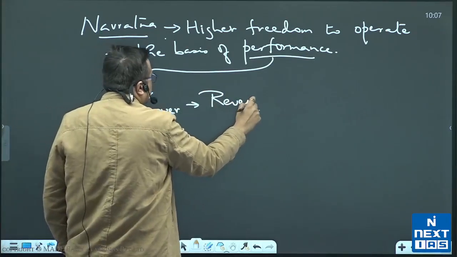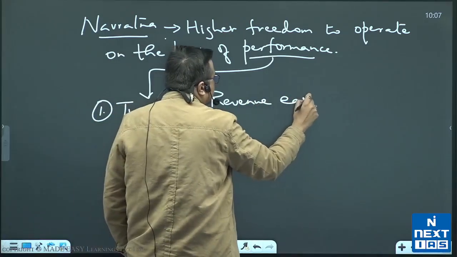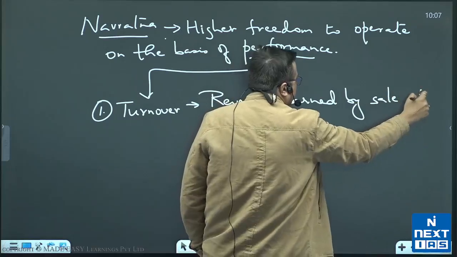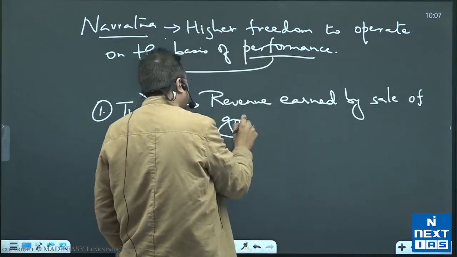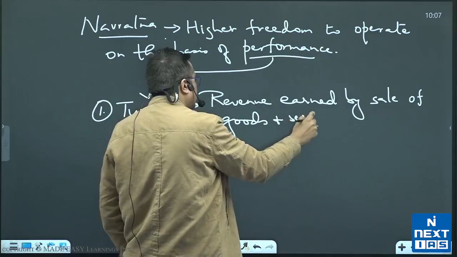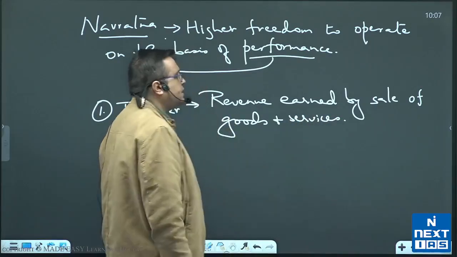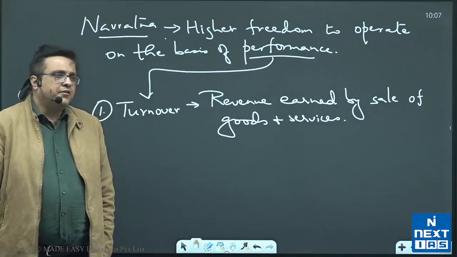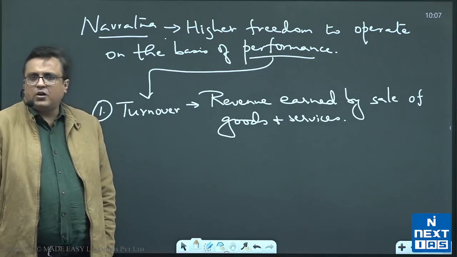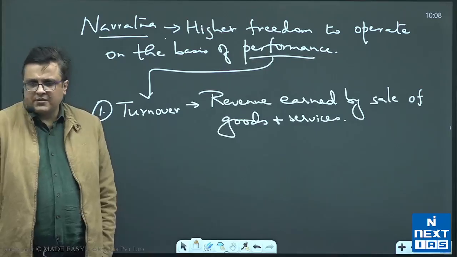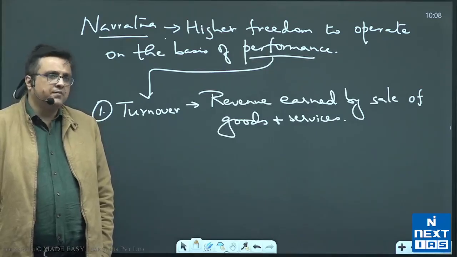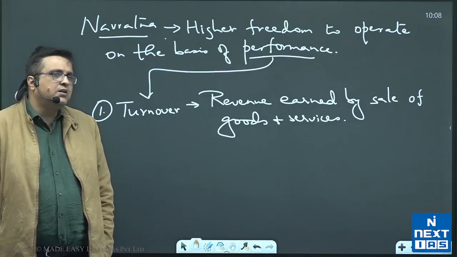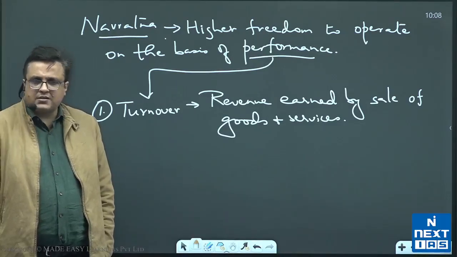Turnover is the revenue earned by sale of goods and services. That is turnover. Revenue earned by sale of goods and services. This is what we call turnover. All right, so when we see this term turnover, it is the revenue earned by sale of goods and services.